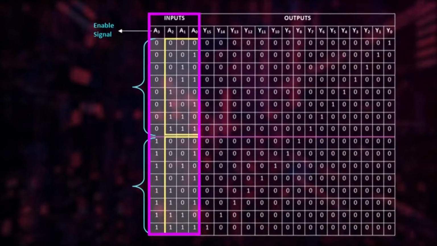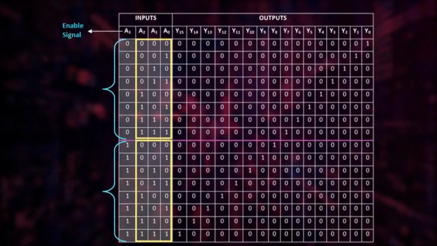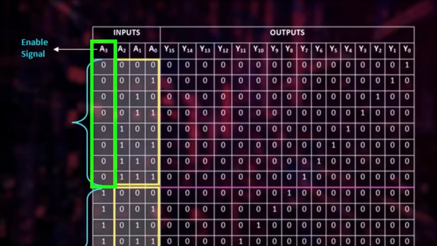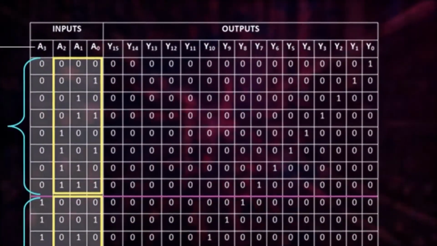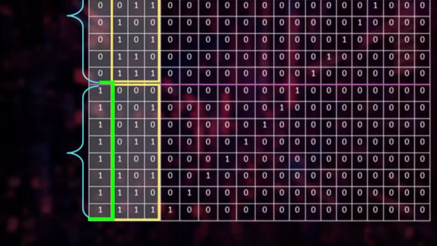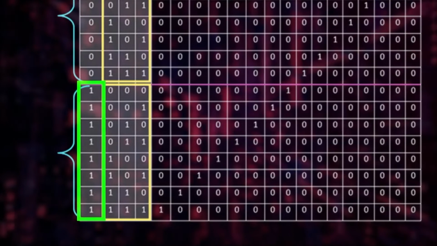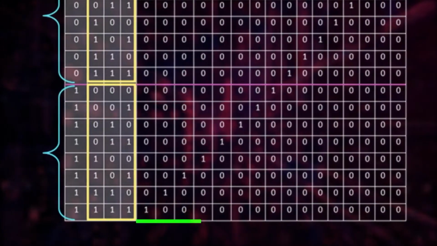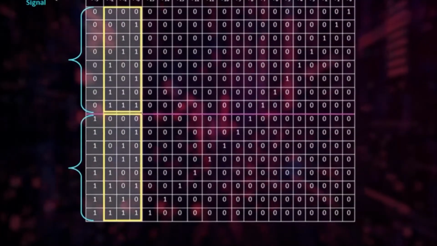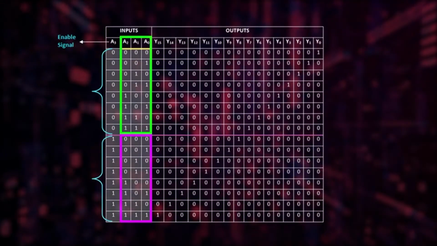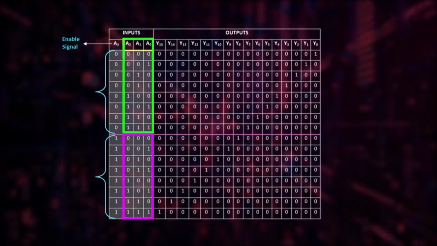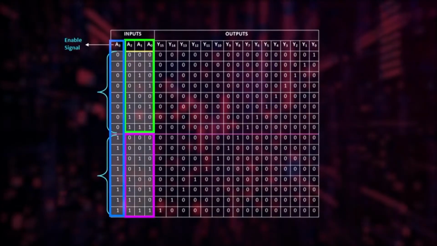The 4 inputs and 16 outputs are written here. The most significant bit A3 takes a value 0 for the first 8 input combinations and produces the outputs y0 to y7. It takes a value 1 for the next 8 combinations and produces the outputs Y8 to Y15. The binary values of A2, A1 and A0 are the same for both cases. This is the reason for keeping A3 as the enable signal.